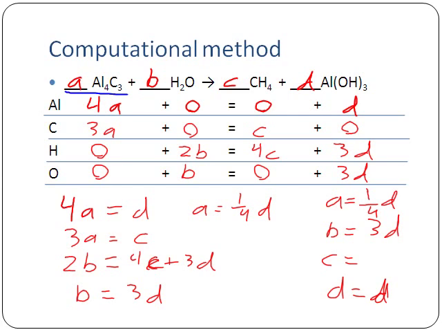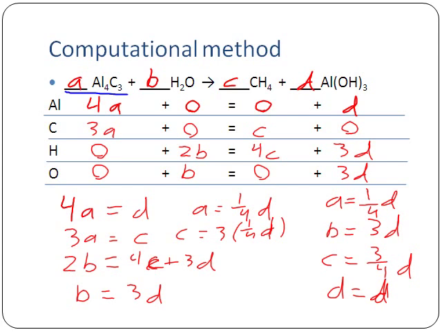Now, for C, we know that C is equal to 3A, right? Well, A is 1/4 D. And so then C is equal to 3 times 1/4 D. 3 times 1/4 D is 3/4 D. So we have 3/4 D. So these are what each of our variables are in terms of D.